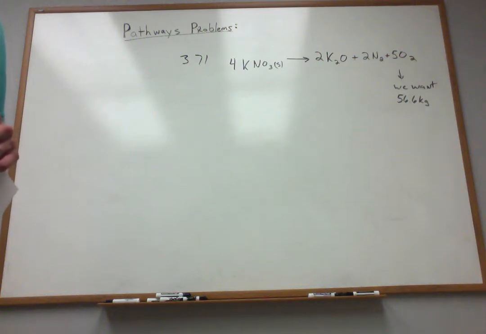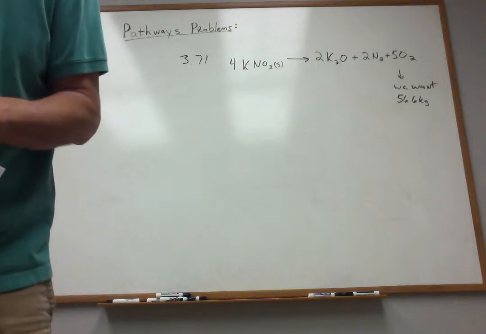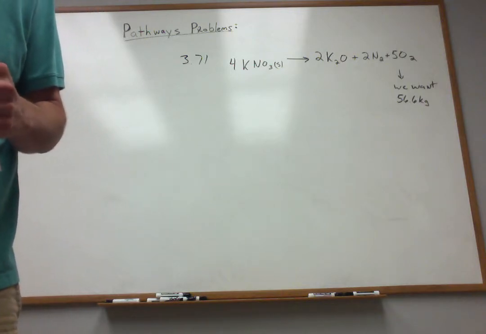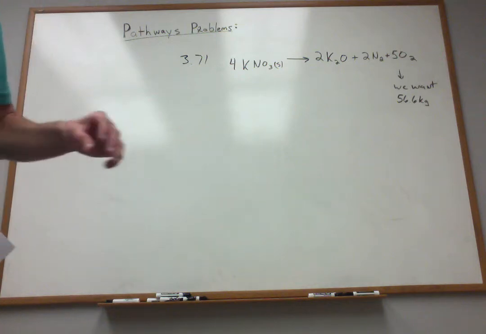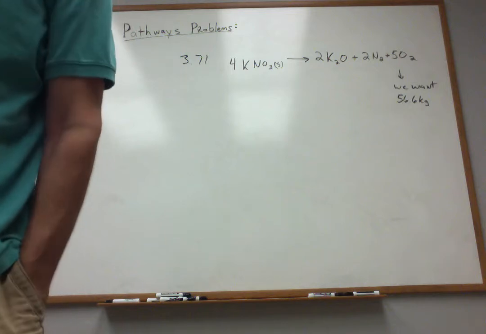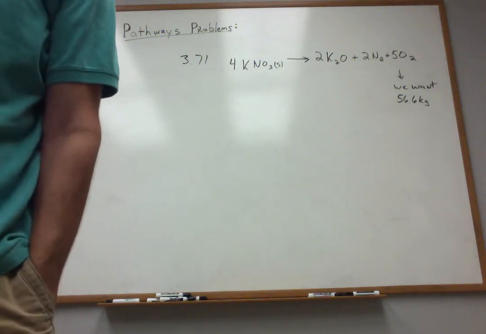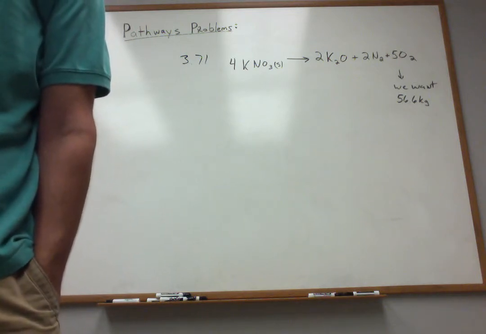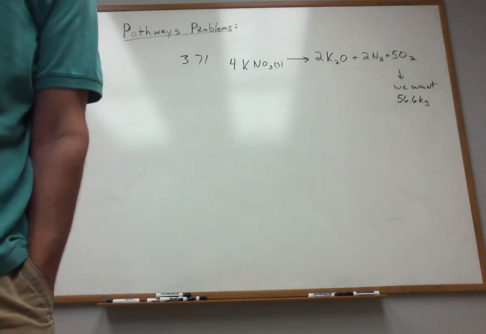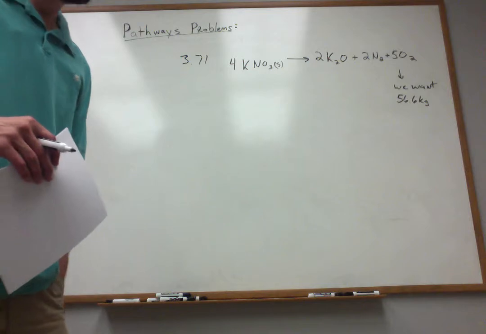Now let's consider 3.71. The problem reads, potassium nitrate decomposes upon heating, producing potassium oxide and gas phase nitrogen and oxygen via a reaction that's given and balanced. To produce 56.6 kilograms of oxygen, how many moles of KNO3 and how many grams of KNO3 must be heated? All right, so this is another stoichiometry problem.